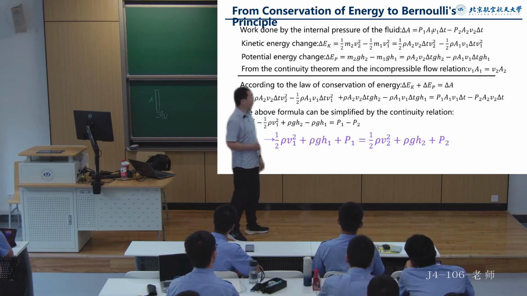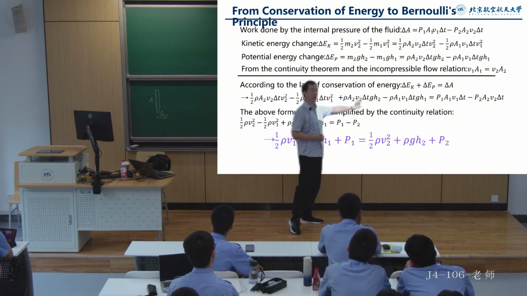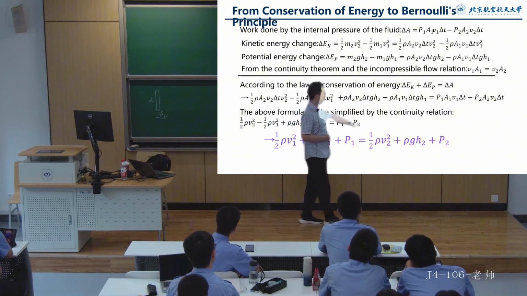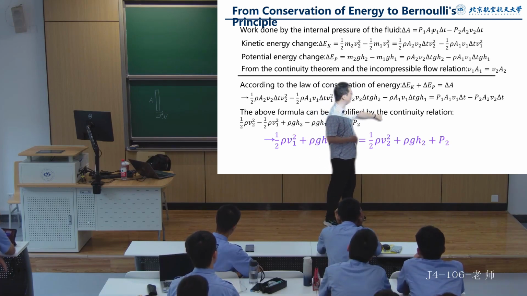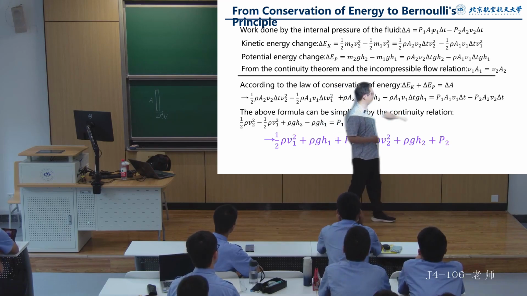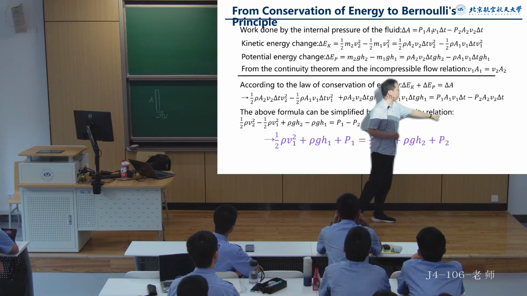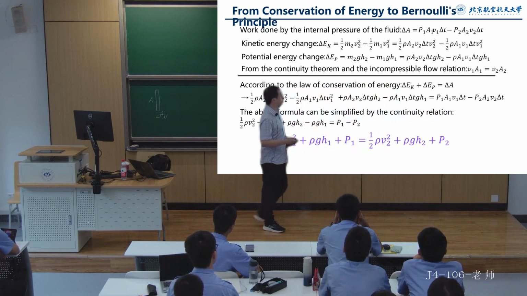So what do we see at one cross-section? It should have 1/2 rho v1 squared. Then, adding the gravitational potential energy rho g h1 at this cross-section, plus this part of the pressure, P1, equals 1/2 rho v2 squared plus rho g h2 plus P2. This is what we refer to as Bernoulli's principle.